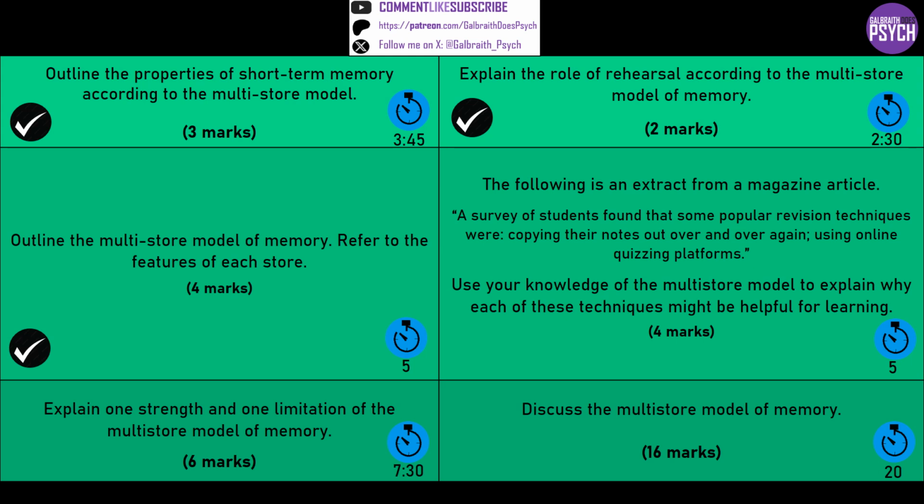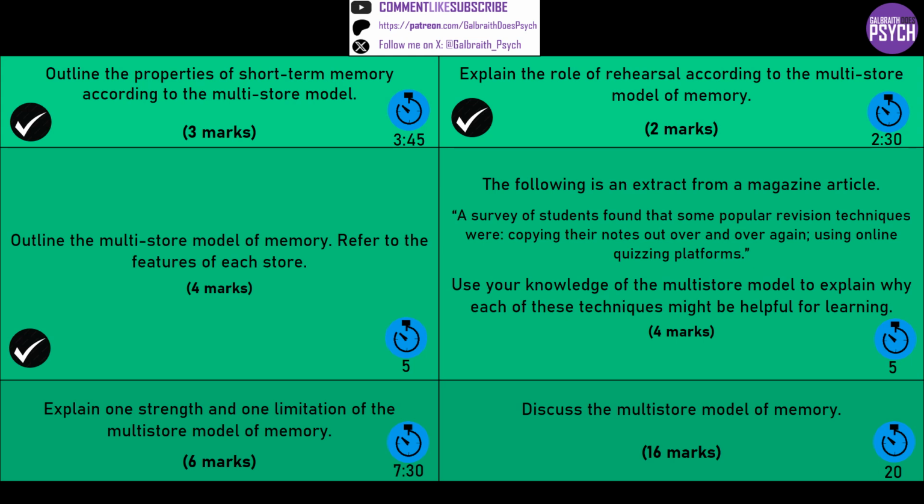The first thing to say is I am not a fan of copying notes out over and over again. And we know that the Multistore model is limited. We know that copying notes out over and over again isn't actually that helpful for long-term learning. But let's go with it for the sake of the question. So copying notes out over and over again is your rehearsal, isn't it? So that's where you're going to talk about your rehearsal loop, your maintenance rehearsal, and that repetition, meaning that the information that you're copying out, so your notes, is going to be passed into the LTM. So that's fine, I think. I'm sure you got that.